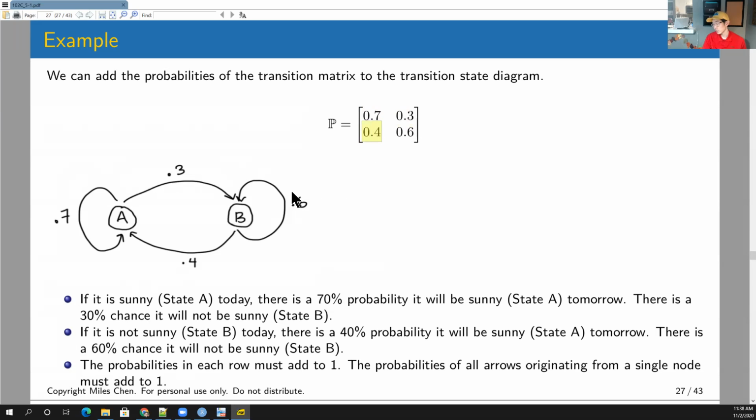The 0.4 is starting in state B and transitioning to state A. And then 0.6 is starting in state B and ending up back in state B at the next time.